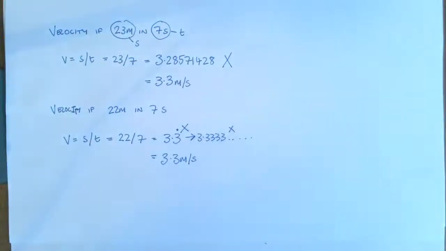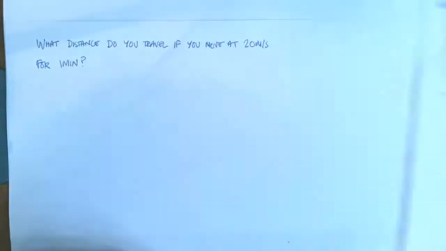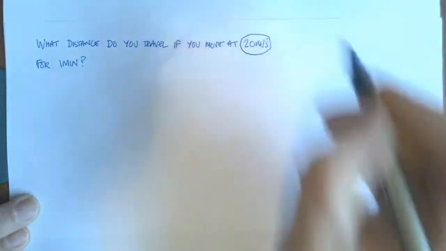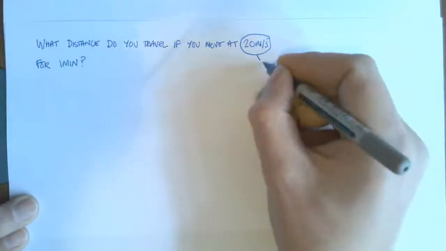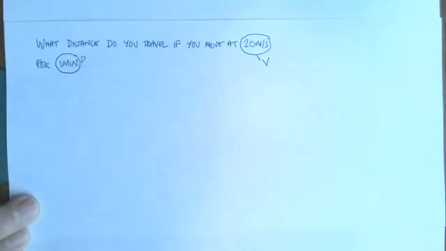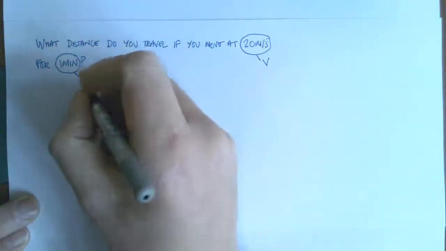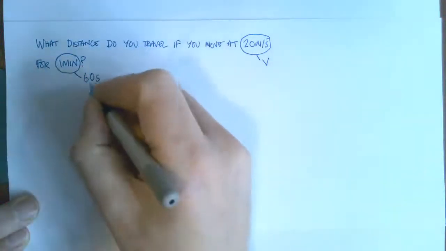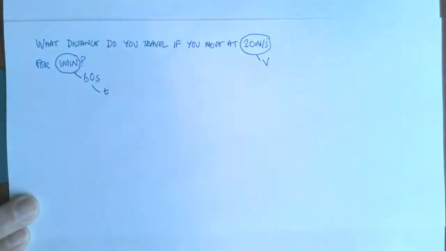Okay, now there's one other thing that I want to show you very quickly, and I'll get a new piece of paper for that. It would be, what distance do you travel if you move at 20 meters per second for 1 minute? Right, so first of all, circle them. 20 meters per second, that's my velocity. 1 minute, that should set off an alarm in my head. That's not seconds. So I'm now going to change that to seconds. So that's 60 seconds, isn't it? And that is my time.